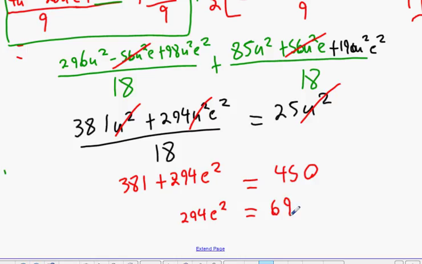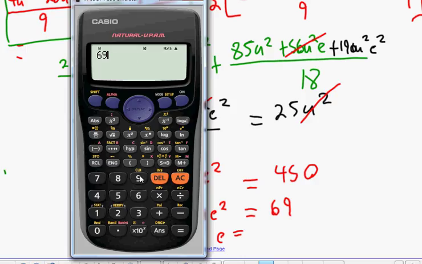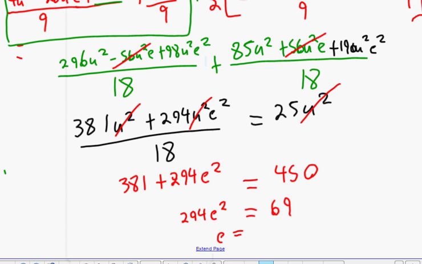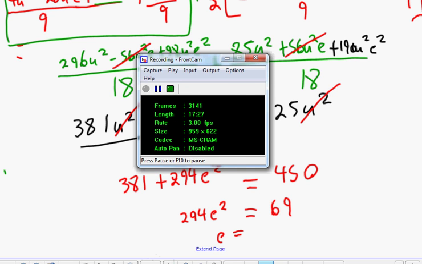And what's 69 divided by 294? Is that 0.23469? Just 69 over 294. Wait, sir. One second, averages. Okay, and we'll pause.